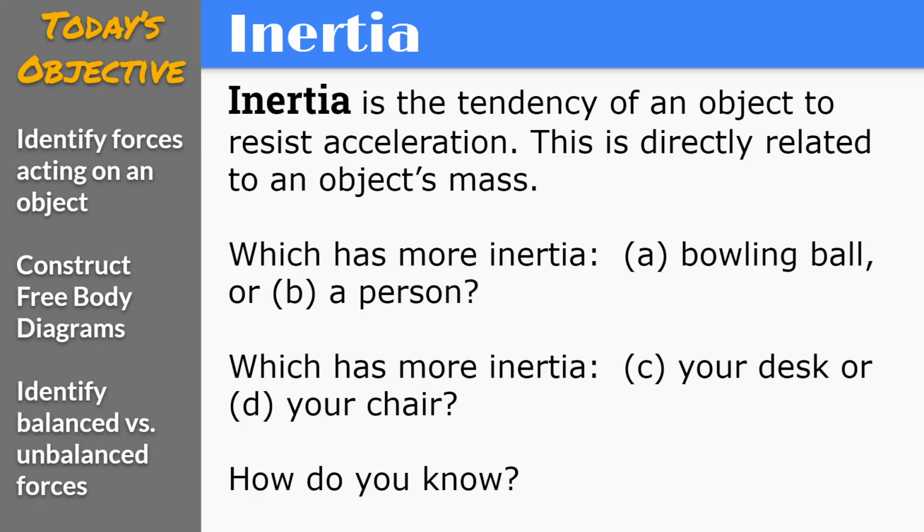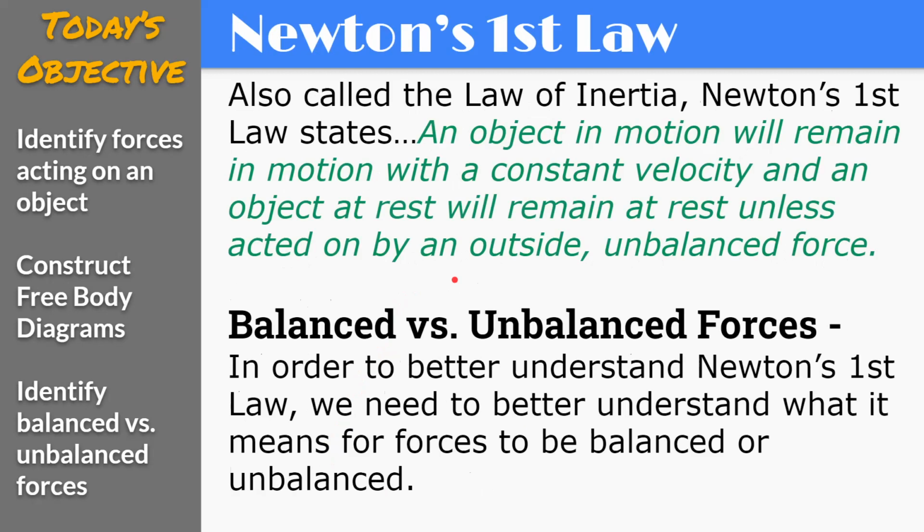What about your desk versus your chair? If you're not sure, you can try to move both of them. I promise one of them's a lot easier. Okay, which one has more inertia? The desk. Okay, the chair is a lot easier to move. The desk is much more difficult. These are heavy. And so the inertia, again, is going to be directly related to the object's mass. That's how we know how to answer those questions.